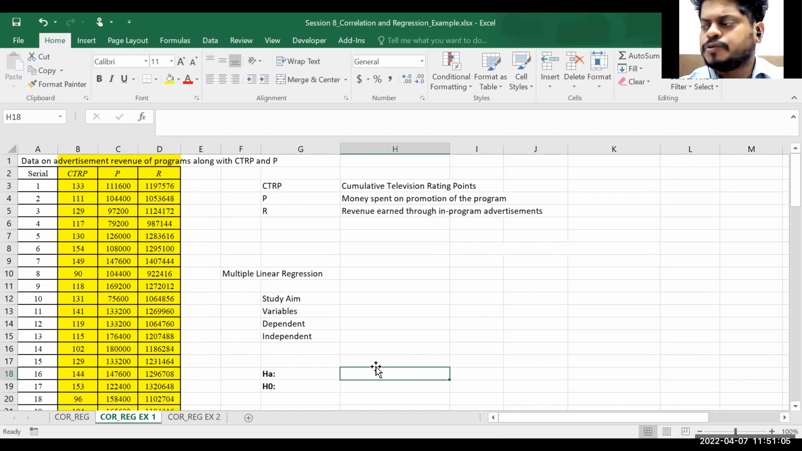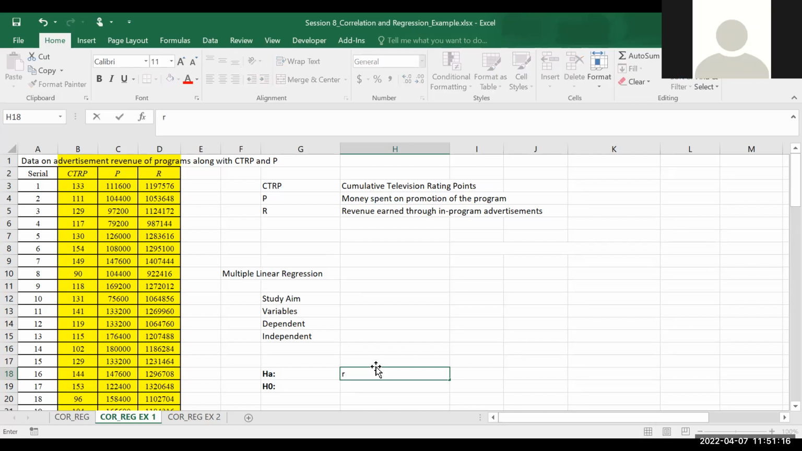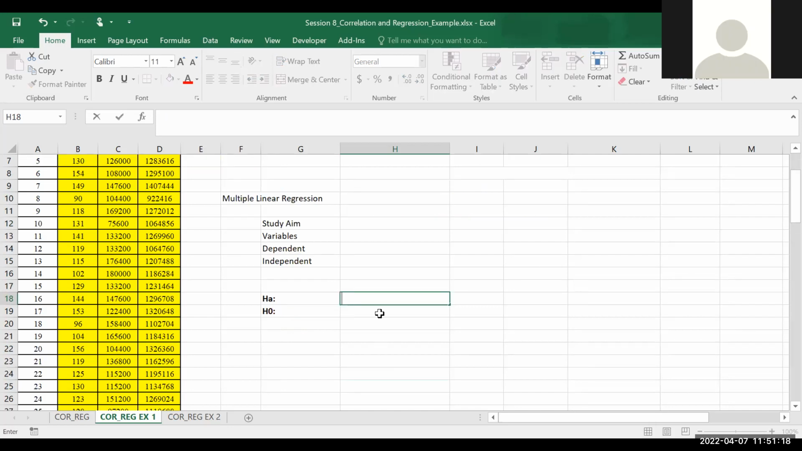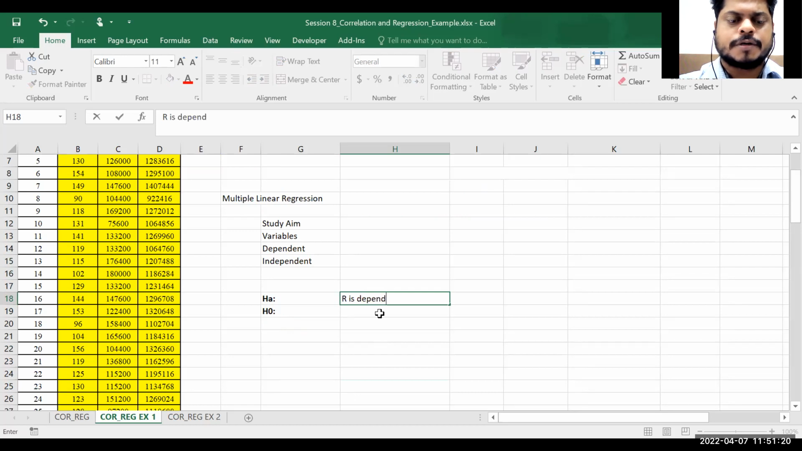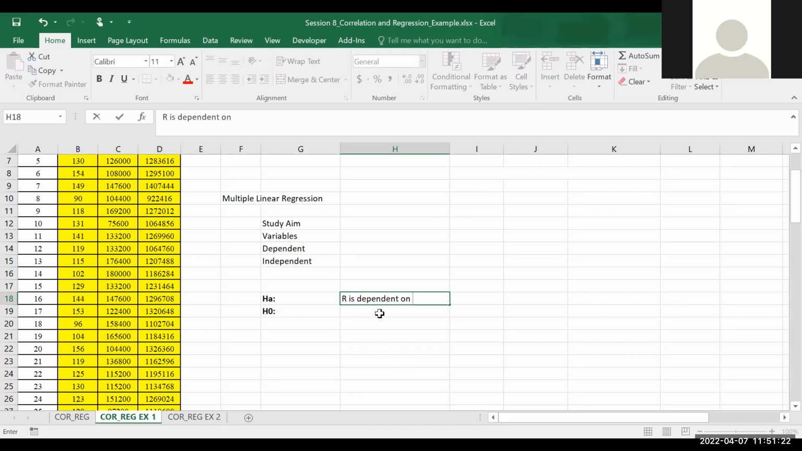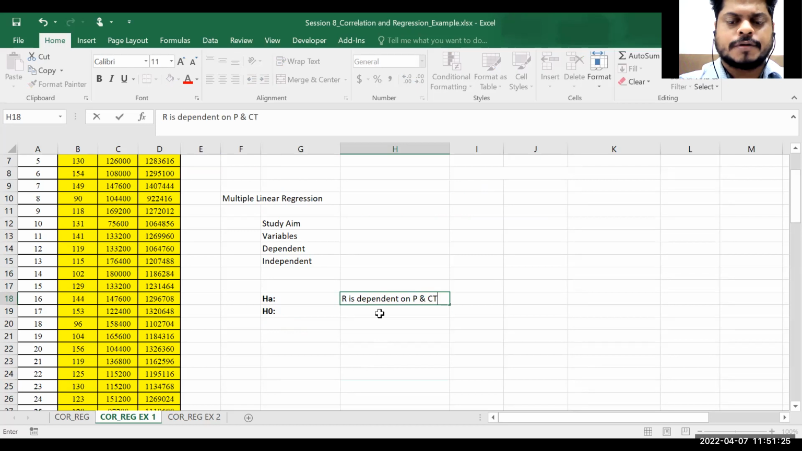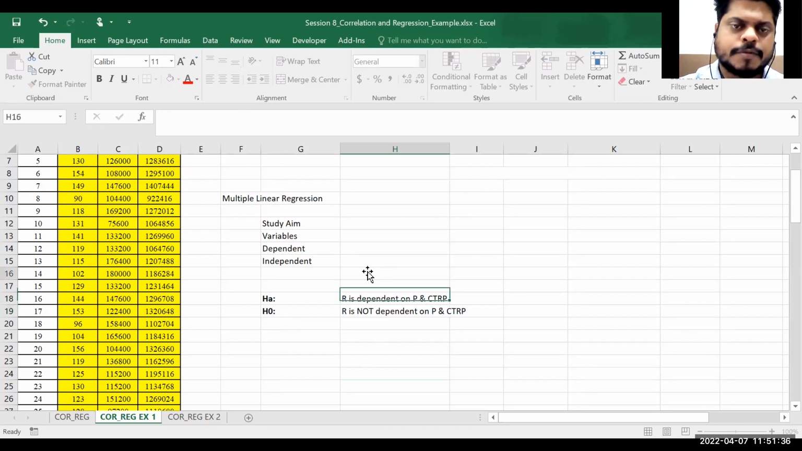If my research objective is to understand the dependency, how is revenue dependent on CTRP and P? Revenue is dependent on promotion and TRP. So R is dependent on P and CTRP. Then my null hypothesis will be that R is not dependent, so that is the status quo. There is no relationship. R is not related to P and CTRP.